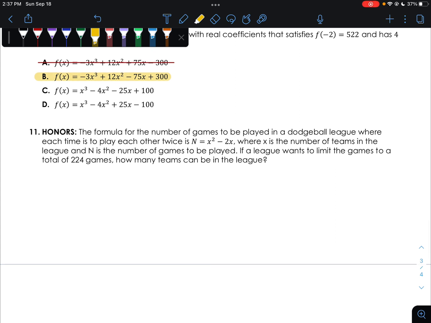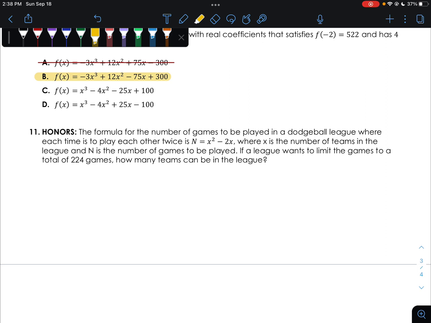Okay, number 11. The formula for the number of games to be played in a dodgeball league where each team plays each other twice is n equals x squared minus 2x, where x is the number of teams in the league and n is the number of games to be played. If a league wants to limit the games to a total of 224 games, how many teams can be in the league?